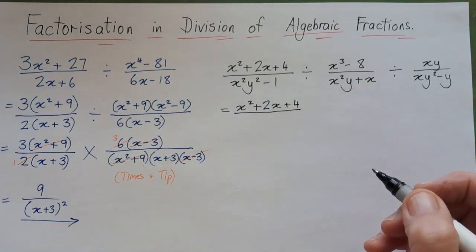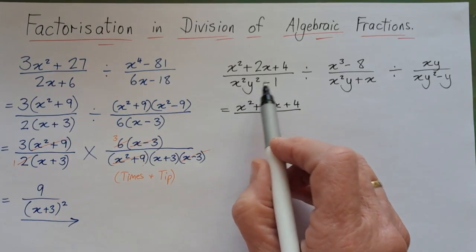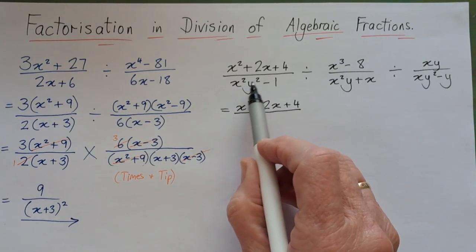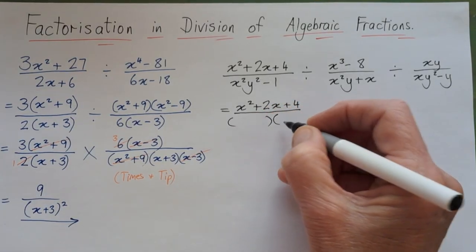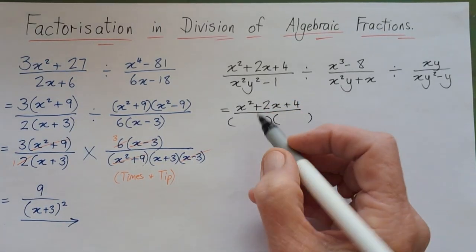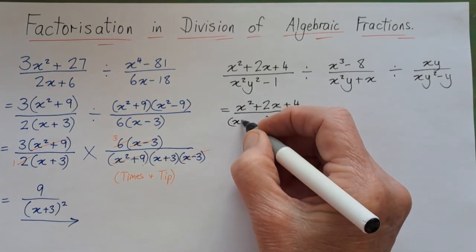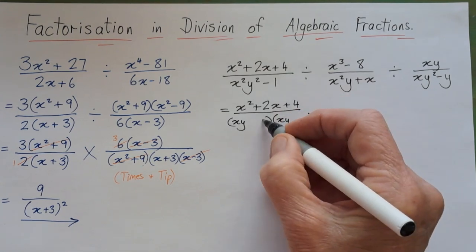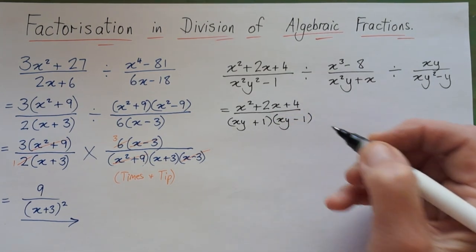Let's see if the denominator will factorize. I've got a difference. I've got 2 terms. That's a perfect square, 1 times 1. And those are both squared, so that's a perfect square. So factorizing that into 2 brackets, the square root of this is simply xy, square root of 1, and I've got a plus sign and a minus sign.